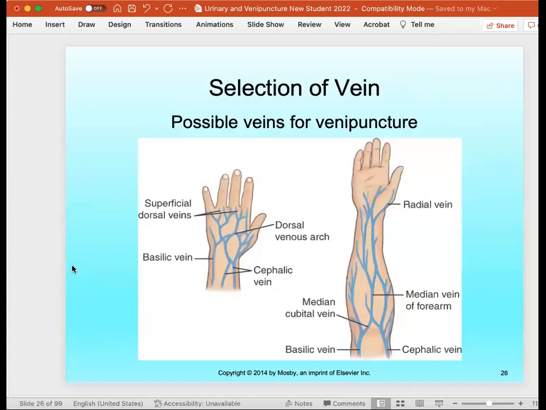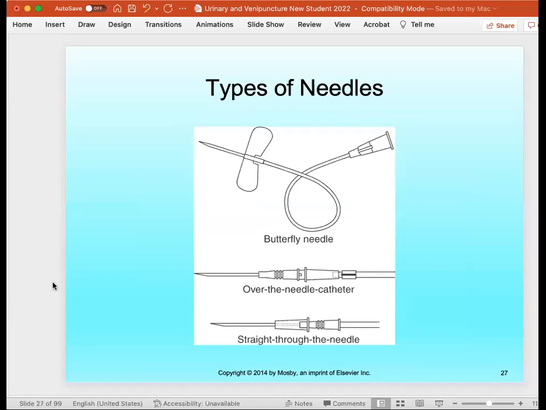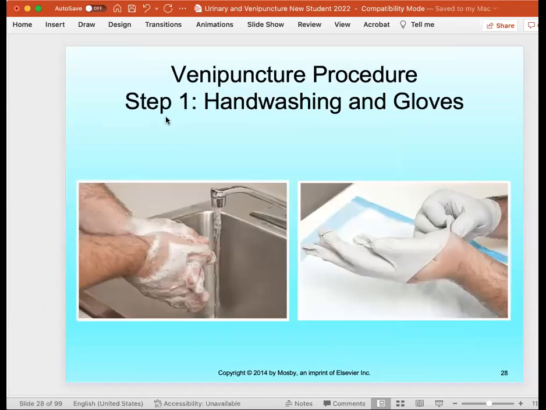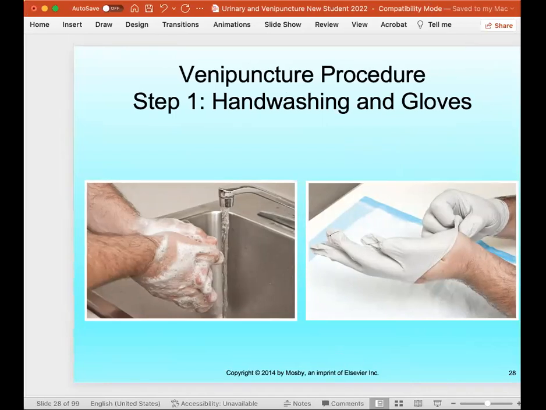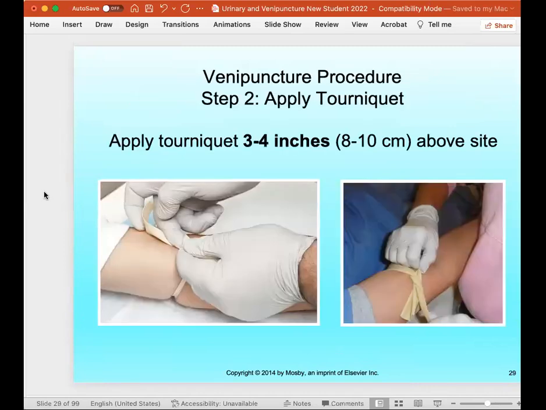These are your venipuncture supplies. Possible veins for venipuncture are the following: radial vein, median vein, median cubital vein, basilic, cephalic. Different types of needles that will be used: butterfly needles, over-the-needle catheter, straight through-the-needle catheter. Then the steps in hand washing, something you probably learned in patient care as well. Hand washing and gloves, and how to apply the tourniquet.